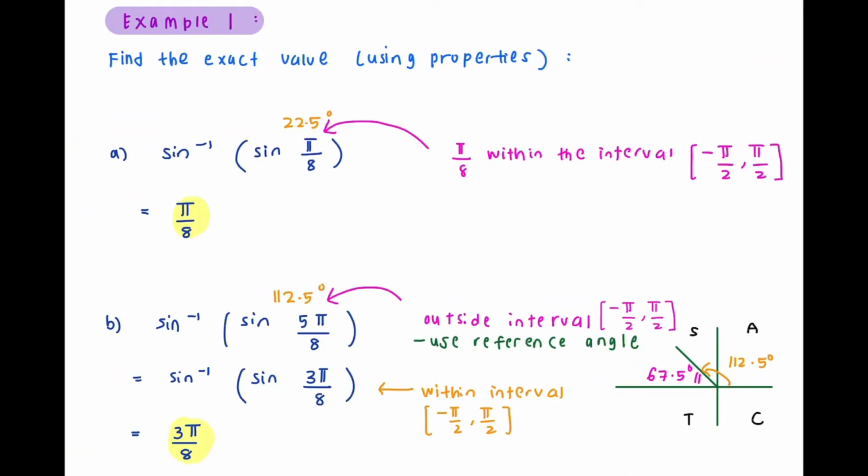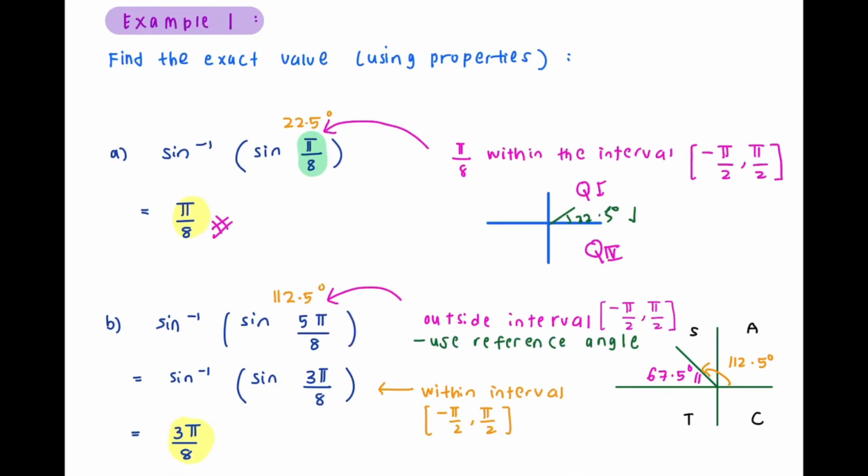Now let us see example 1. Find the exact value using properties. The first question is inverse sine composed with sine pi over 8. We are not familiar with pi over 8, so we can convert it into degrees. This is 22.5 degrees. Let's open up our quadrant. We must make sure that we are within quadrant 1 and quadrant 4 only. So 22.5, confirm this is in quadrant 1. Therefore, yes, you can accept the answer. You can just take the answer pi over 8. That is your final answer.